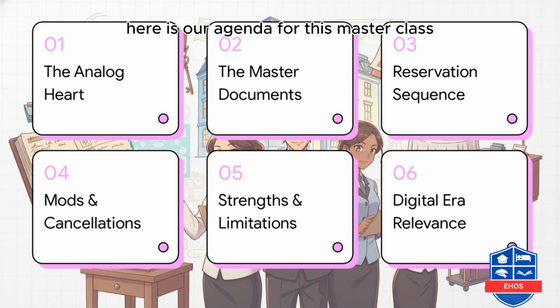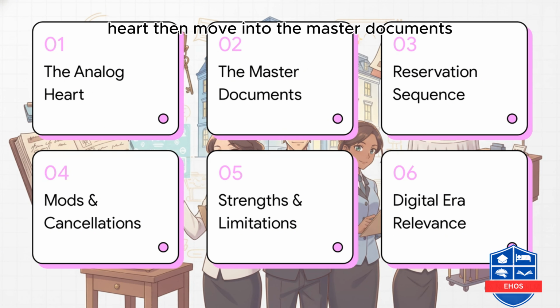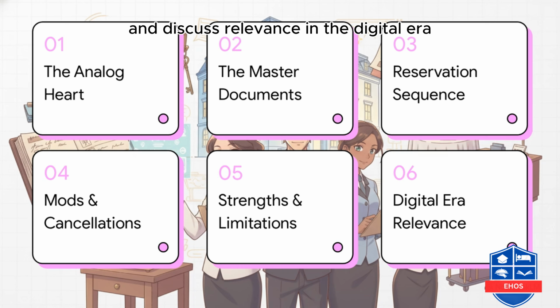Okay. Here is our agenda for this masterclass. We will kick things off with the concept of the analog heart, then move into the master documents, explore the precise reservation sequence, and look at mods and cancellations. Finally, we're going to weigh the strengths and limitations, and discuss relevance in the digital era.